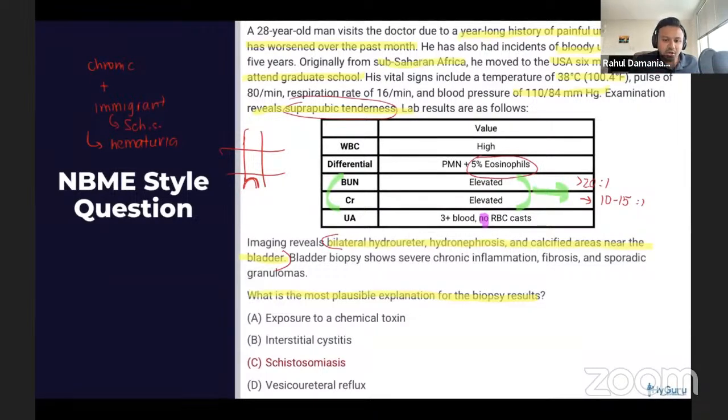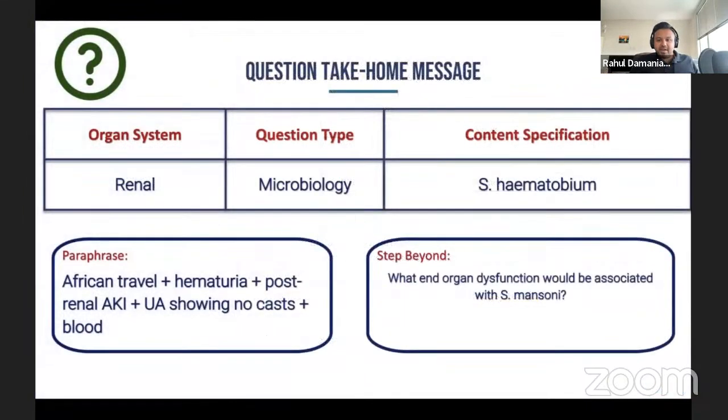Let's go ahead and go into the step beyond question. What end organ dysfunction would be associated with not Schistosoma haematobium, but Schistosoma mansoni? What do you think is the best answer here? So Schistosoma mansoni actually is going to be related to periportal fibrosis.